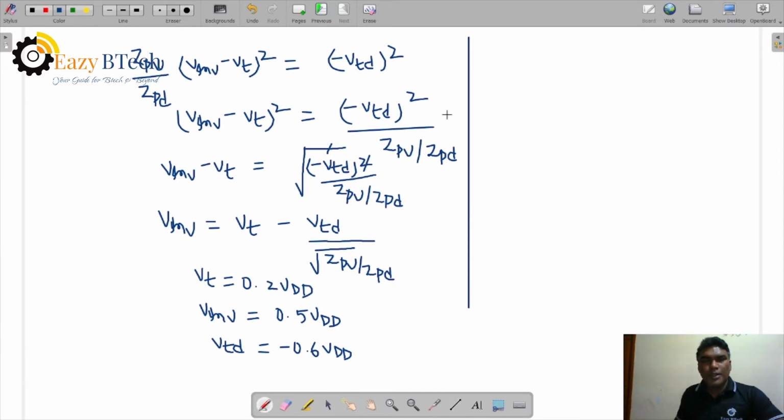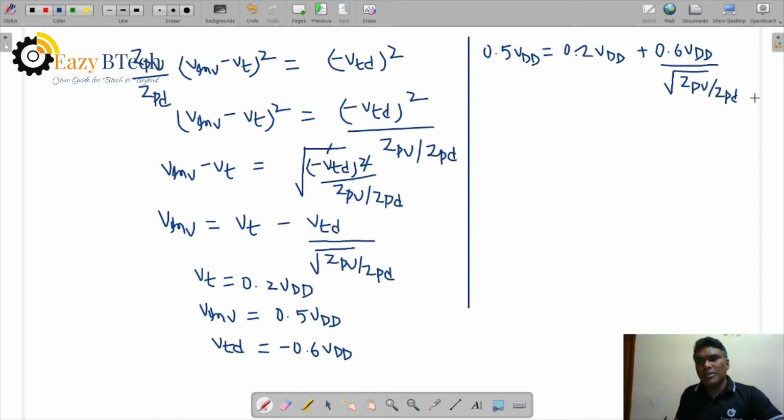You can substitute over here. So V inverter is 0.5 VDD. V inverter is 0.5 VDD is equal to Vt, which is 0.2 VDD. So this is 0.2 VDD, so minus 0.2 VDD plus 0.6 VDD divided by square root of Z pull up by Z pull down.